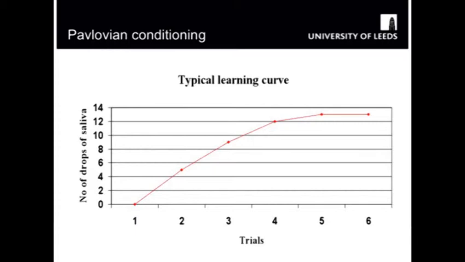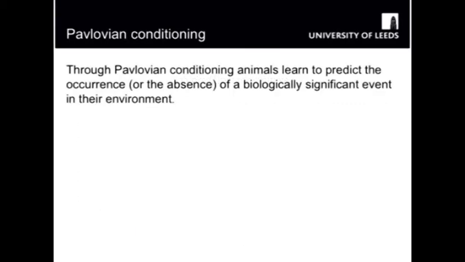So initially animals show no conditioned response, and then over time the conditioned response increases with the greatest learning during the first few trials. Then learning reaches an asymptote. This is where the curve flattens off and no more learning is possible. Through Pavlovian conditioning, animals come to learn about features of their environment and their predictive qualities. This is really useful for animals if they can learn what's likely to happen next and they can make appropriate responses to that.